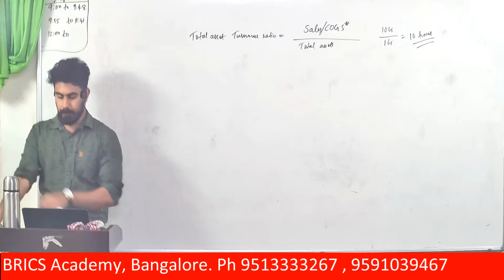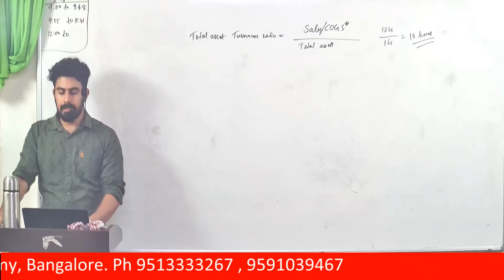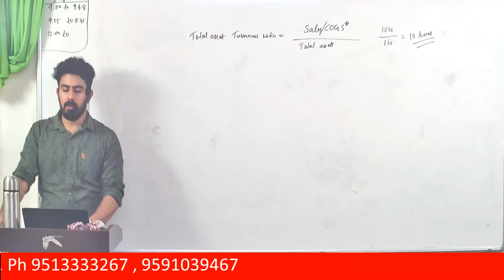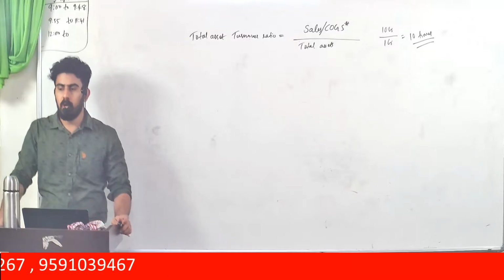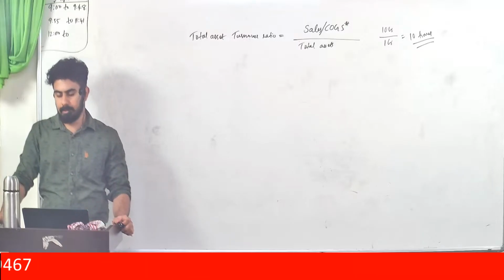Current asset turnover ratio. How will you find it out? Sales or COGS divided by current assets.